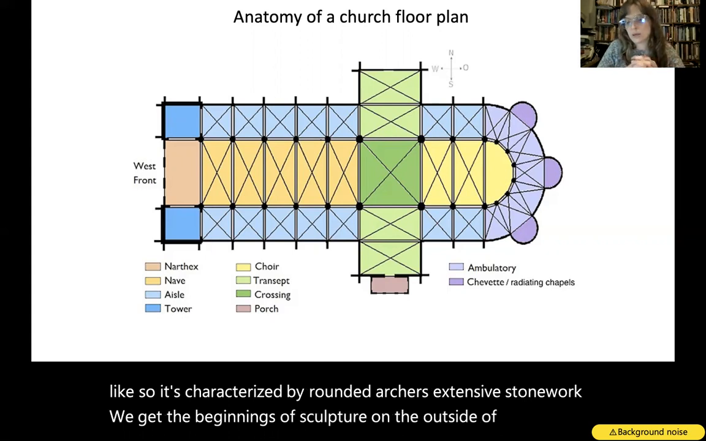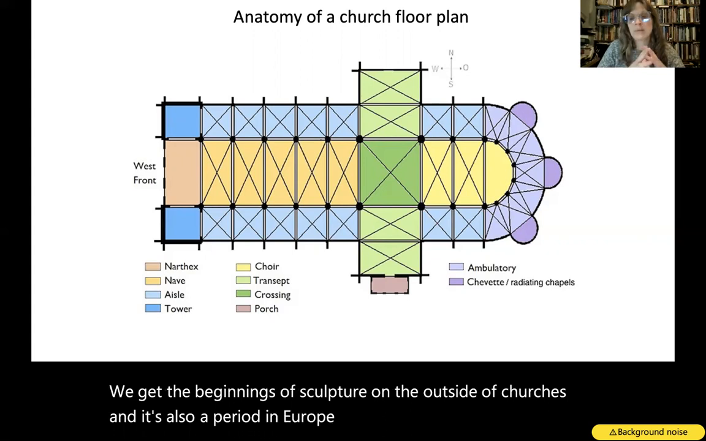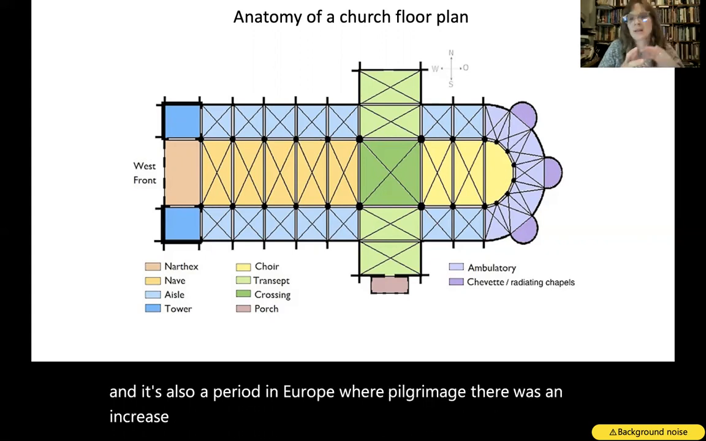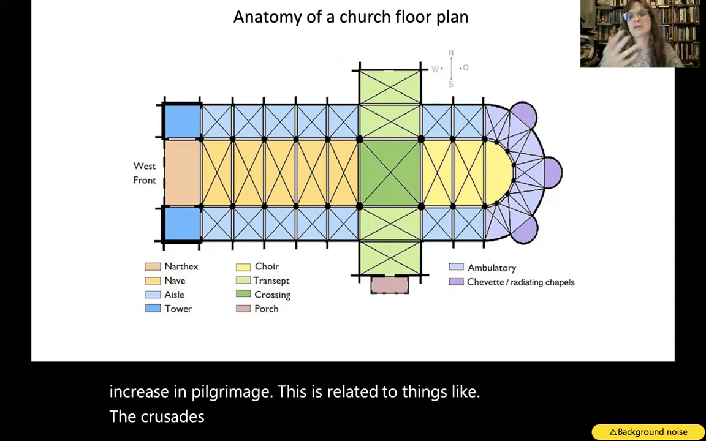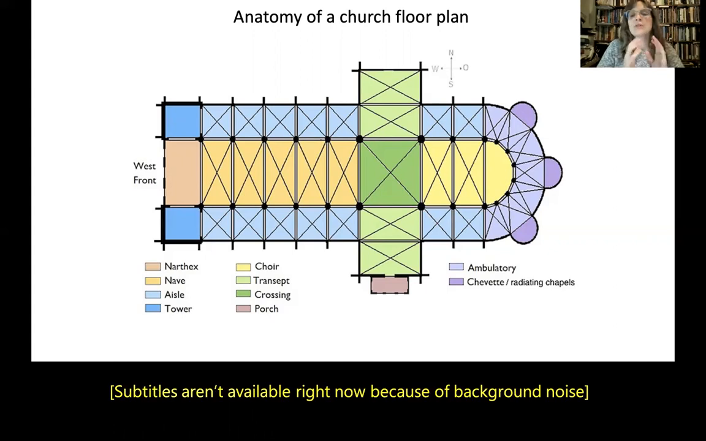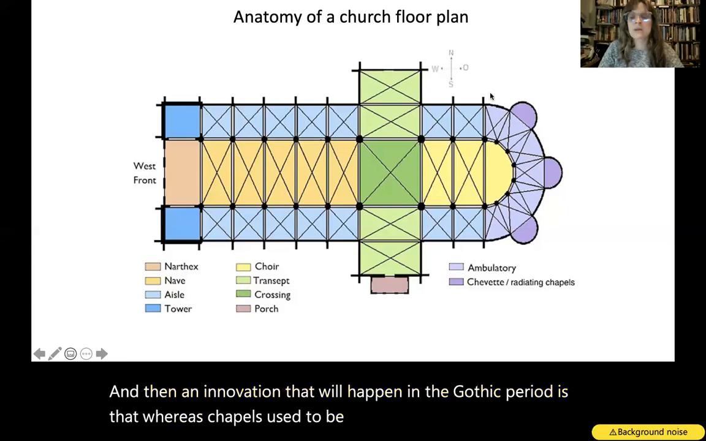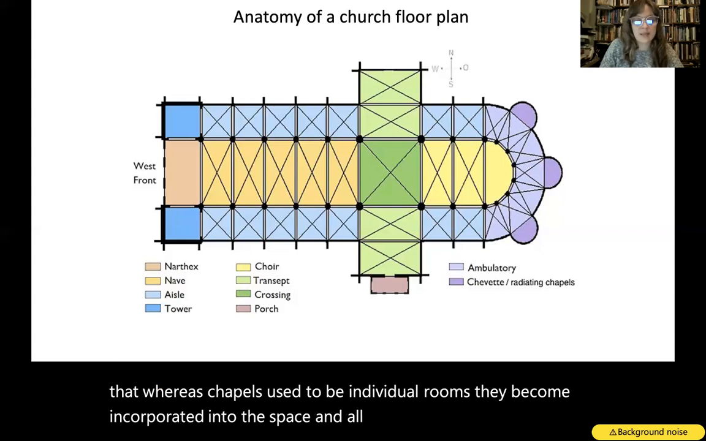It's also a period in Europe where there was an increase in pilgrimage. This is related to things like the Crusades and increased travel in Europe. So an architectural feature that develops is the radiating chapel, because there's increased pilgrimage and so they want more chapels. See these here. Then an innovation in the Gothic period is that whereas chapels used to be individual rooms, they become incorporated into the space, and we'll return to that idea in a minute.